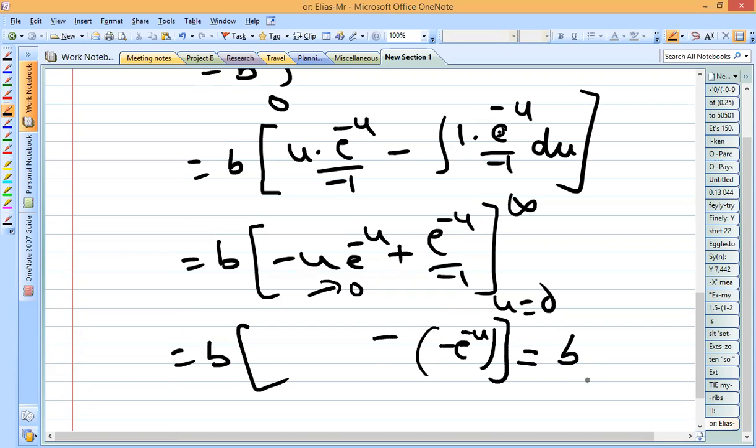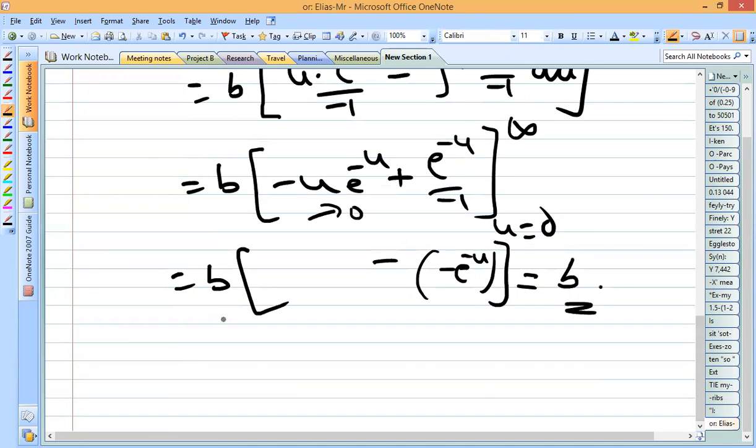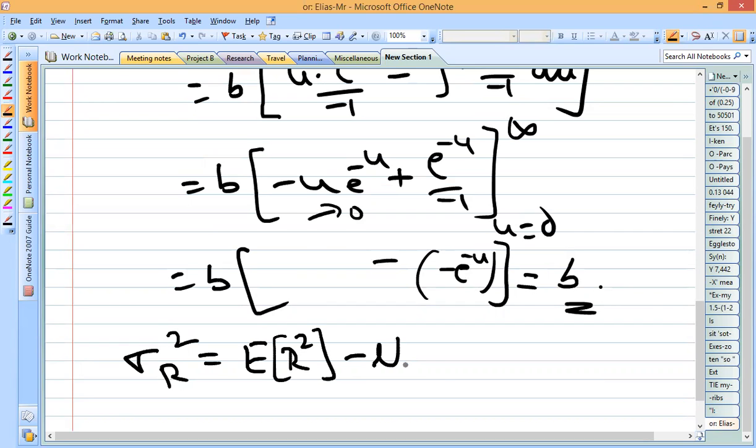So the answer is b. That is nothing but the value for the expectation of the square of the random variable r. So now using this, we can calculate sigma r square using the relation expectation of r square minus mu r square. Expectation of r square is b, and mu r we have obtained, it was calculated as how much?